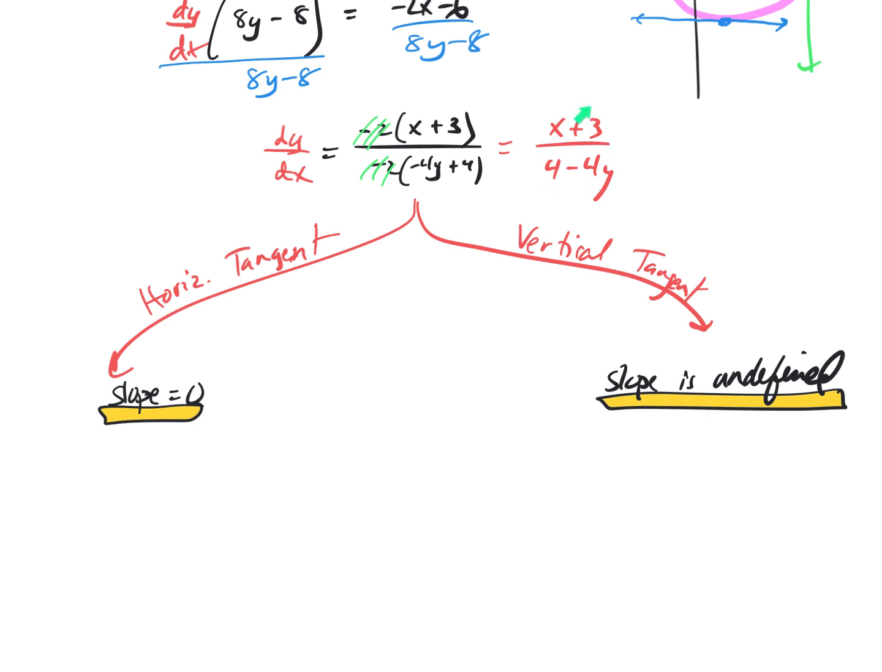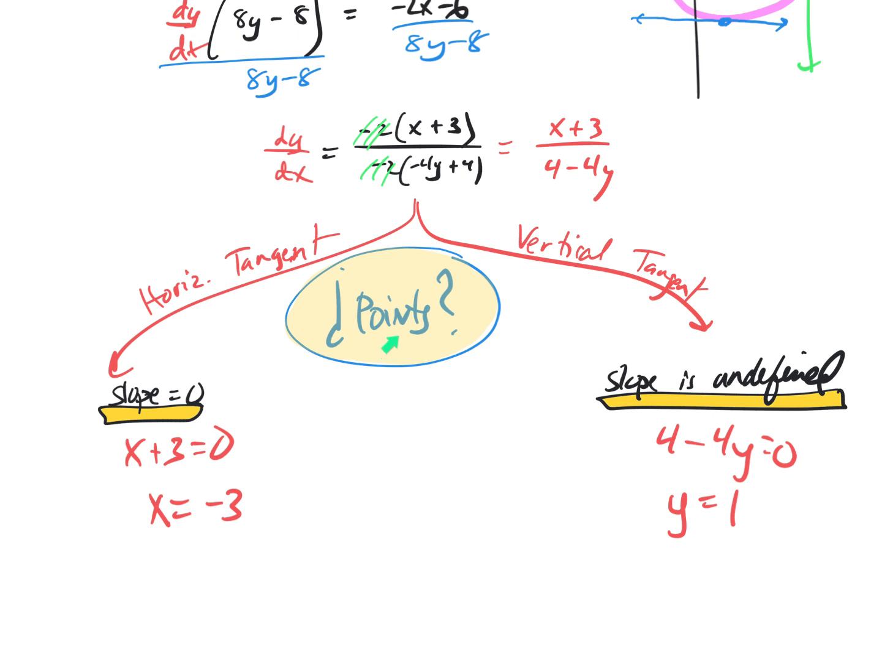Well, when is this expression 0? When just the numerator is 0. And when is that slope expression undefined? When the denominator is 0. So the horizontal tangent line exists when x is negative 3, and a vertical tangent line exists when y is equal to 1.